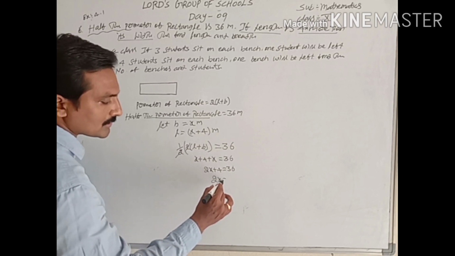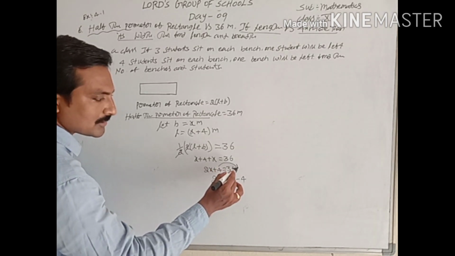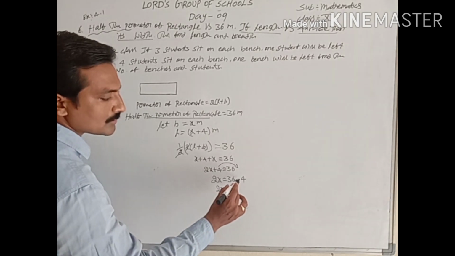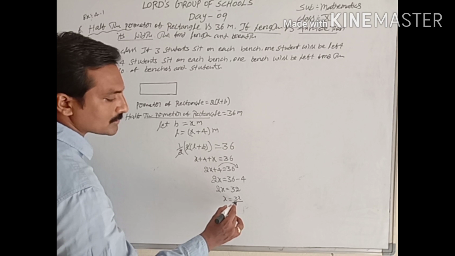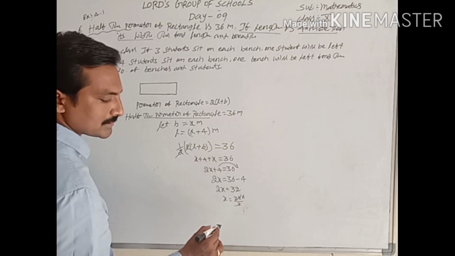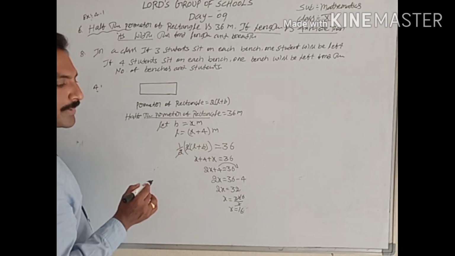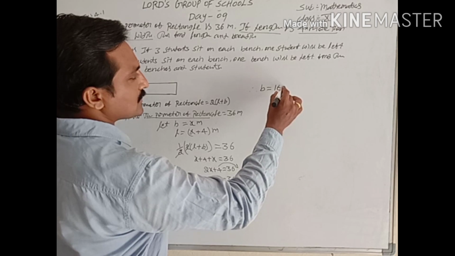2x is equal to 36 minus 4. When you transfer plus 4 to this side, it becomes minus. 2x is equal to 32. Subtraction. x is equal to 32 by 2. 2 ones are 2, 2 sixteens are 32. x is equal to 16. What does x represent? Breadth. Therefore, the breadth of the rectangle is 16 meters.